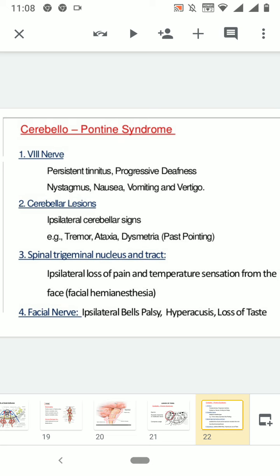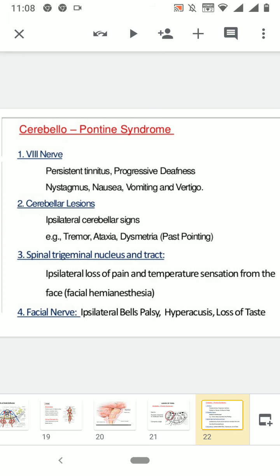Okay, then you also have cerebellar signs or cerebellar lesions because the middle cerebellar peduncle is involved. You have ipsilateral cerebellar signs. You have tremors, ataxia, past pointing, that is dysmetria.